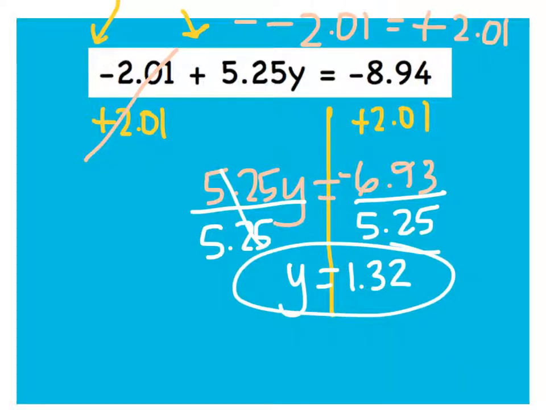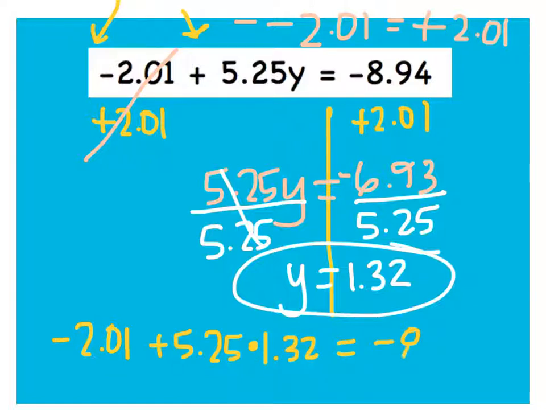Go ahead and do the check to make sure that we know that we got the correct answer. So we're going to plug in negative 2.01 plus 5.25 times negative 1.32. We want to make sure that that equals negative 8.94. Okay, and if we type in negative 2.01 plus 5.25 times negative 1.32, that gives us the correct final answer of negative 8.94. So negative 1.32 is our correct answer.